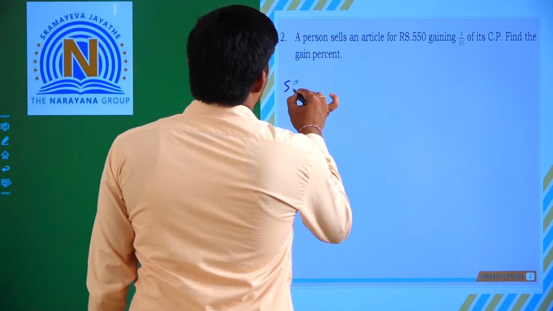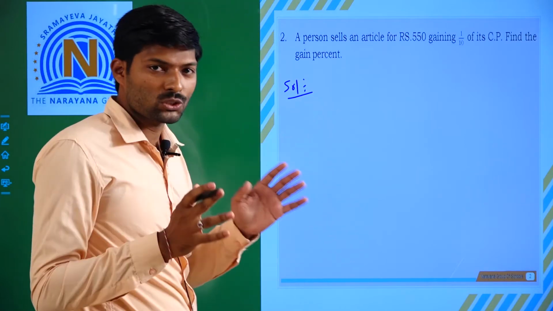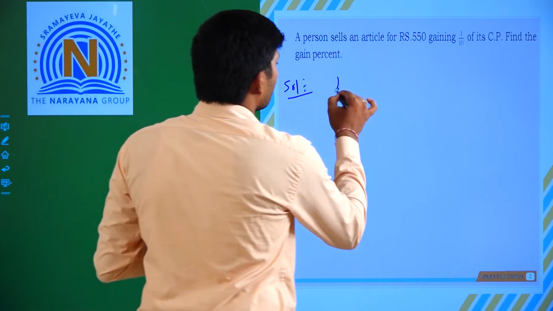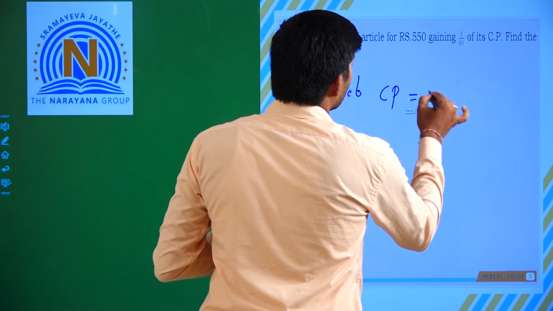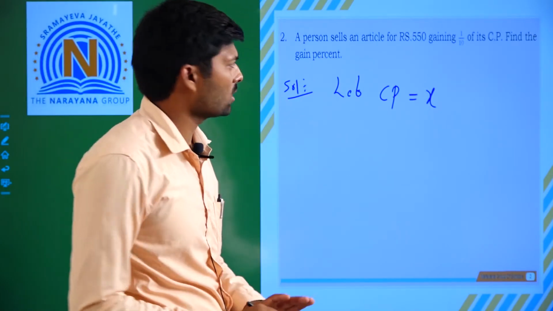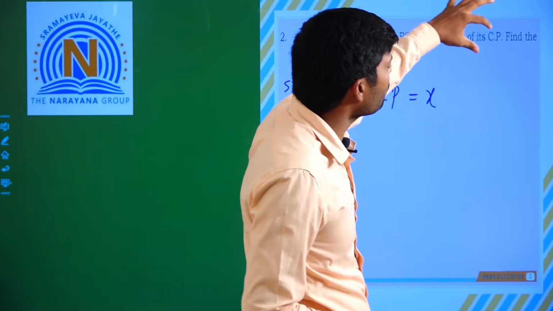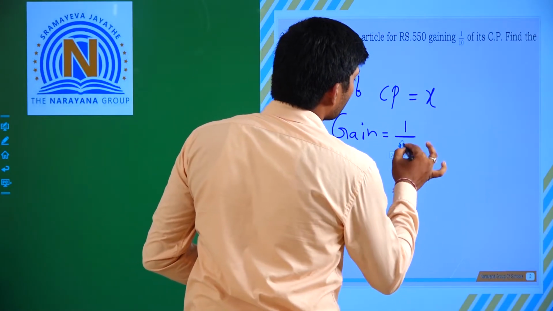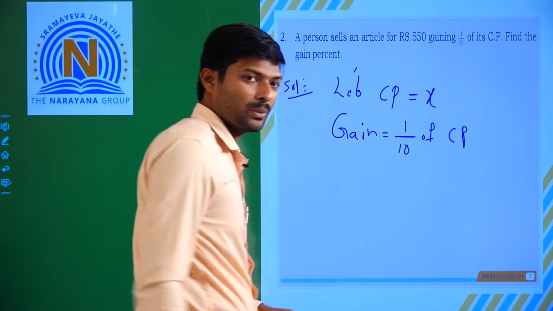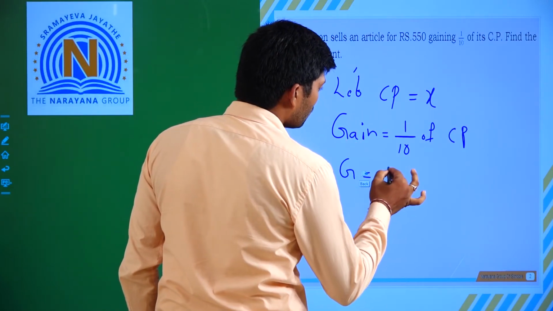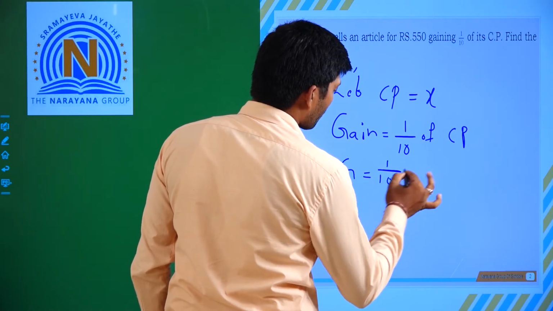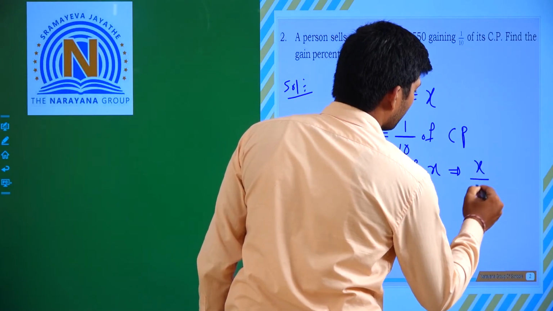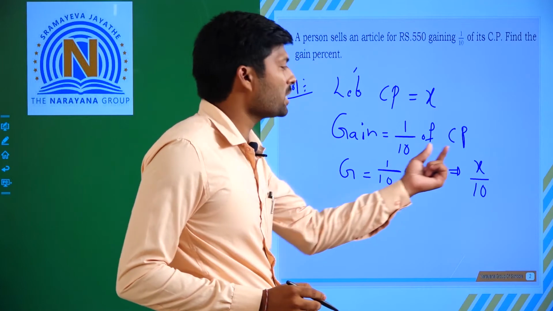Yes. So what is given? We don't know the cost price. So let's consider the cost price to be x. From the statement, gaining 1/10 of its CP, I can write the gain is equal to 1/10 of CP, that is 1/10 of x. It will become x by 10. So wherever gain is there, you can replace it with x by 10.